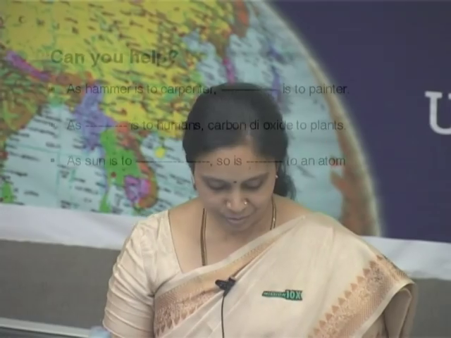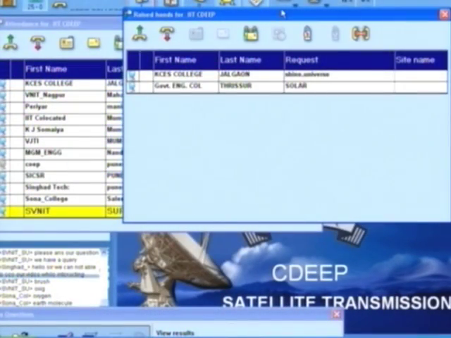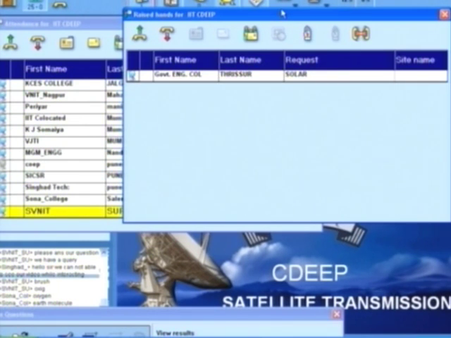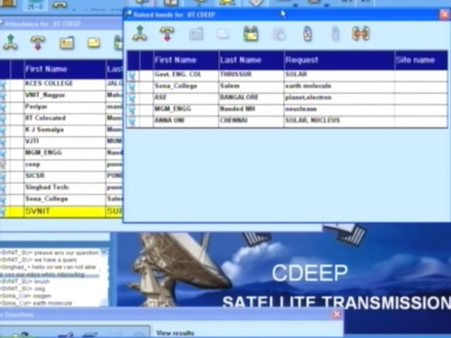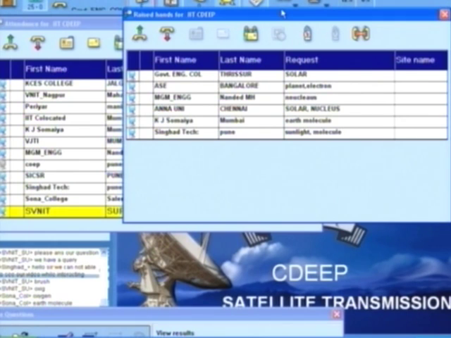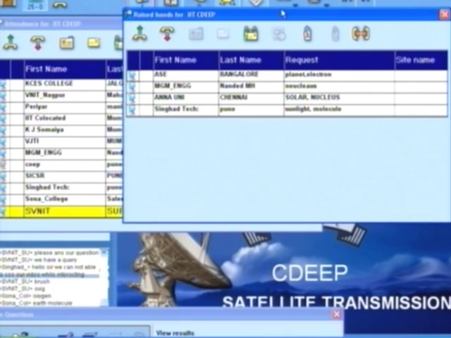The third one: as sun is to dash, so is dash to an atom. We have two to fill. Sun is to solar system, and nucleus. I think Anna University Chennai gets it first. As sun is to the solar system, so is the nucleus to an atom. Thank you for that response.